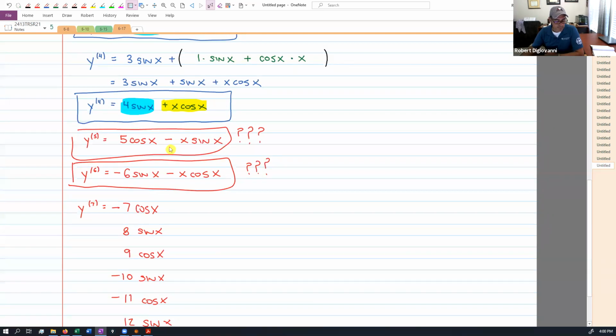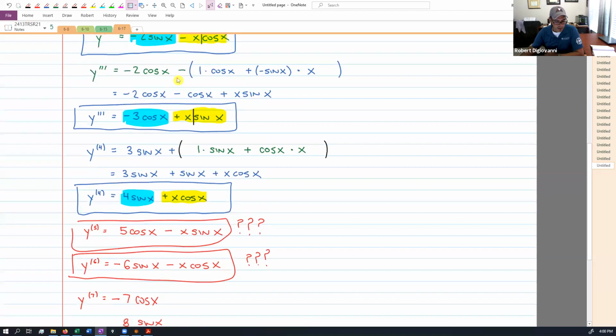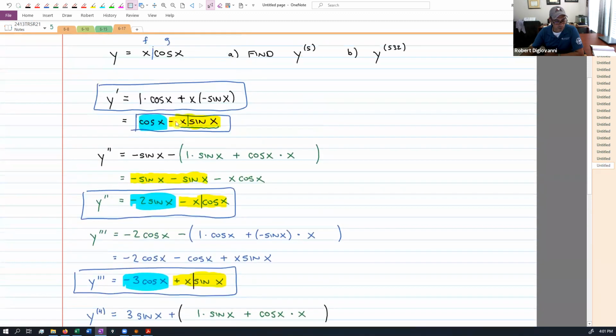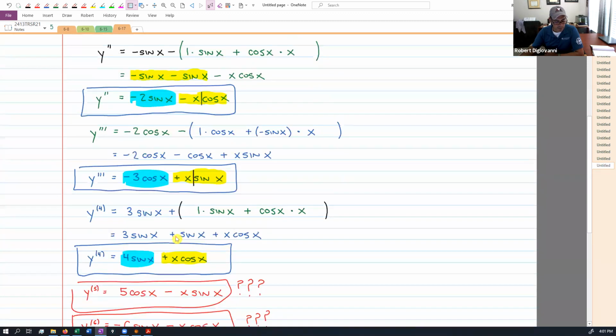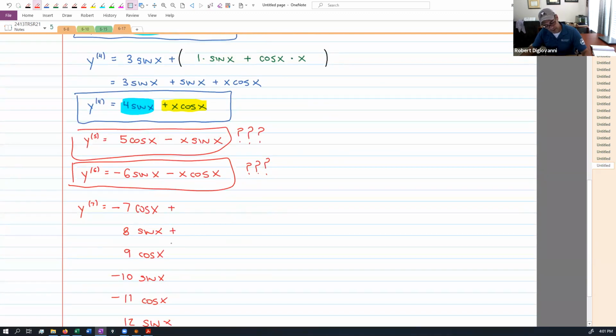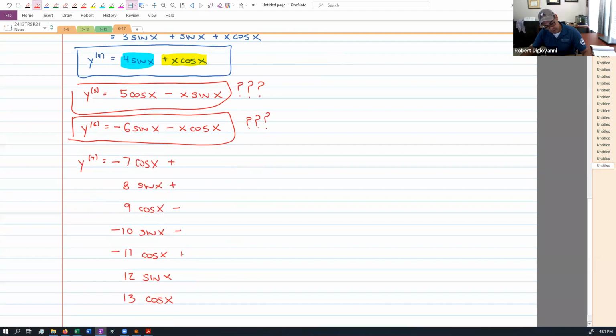And then what about the next piece? Negative, negative, positive, positive, negative, negative, positive, positive, negative, negative, and switch.